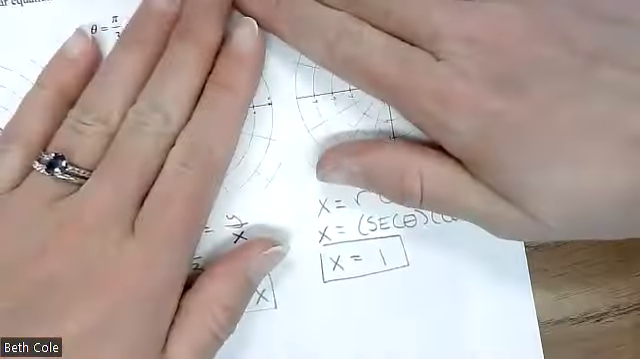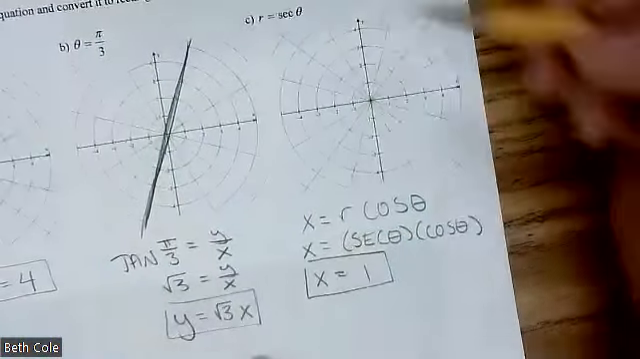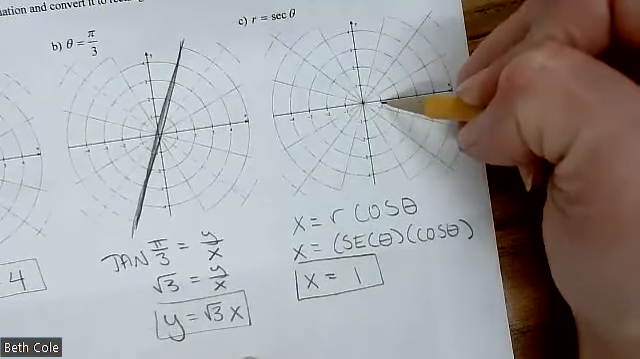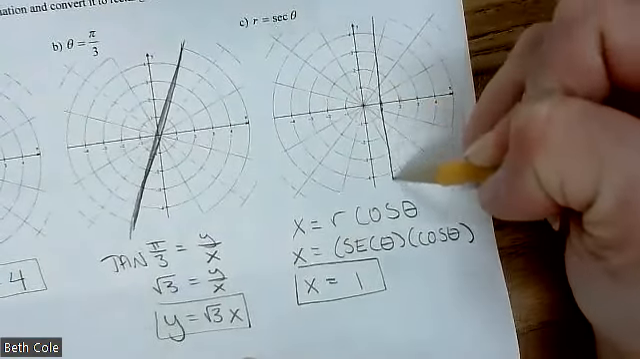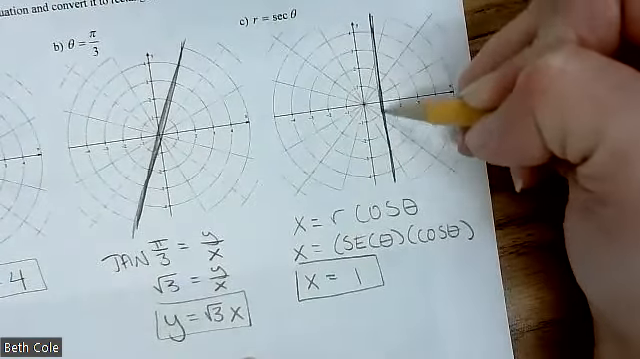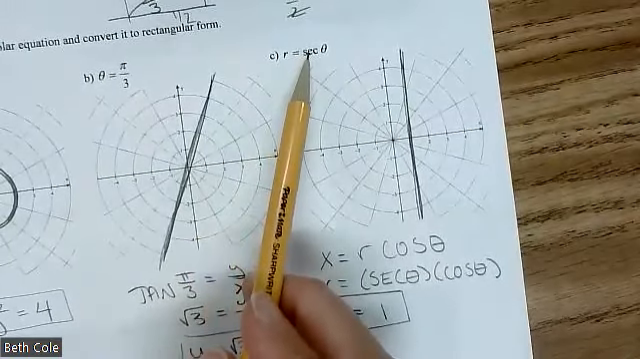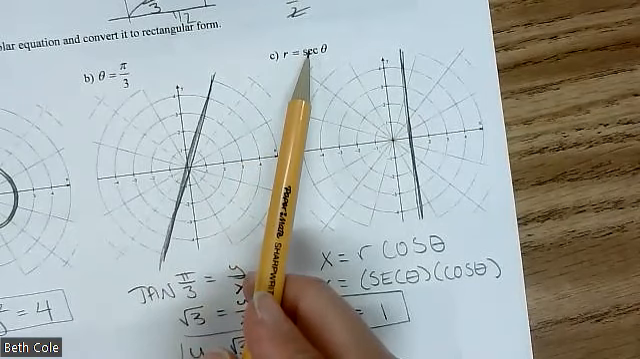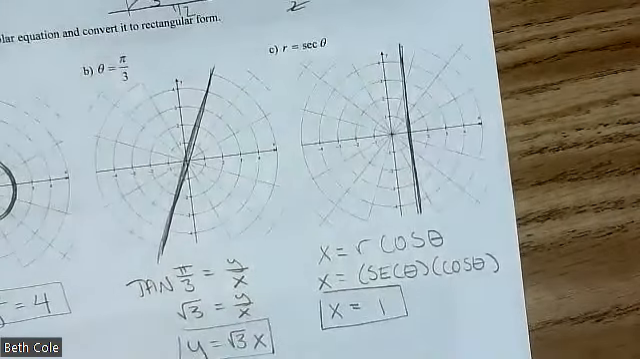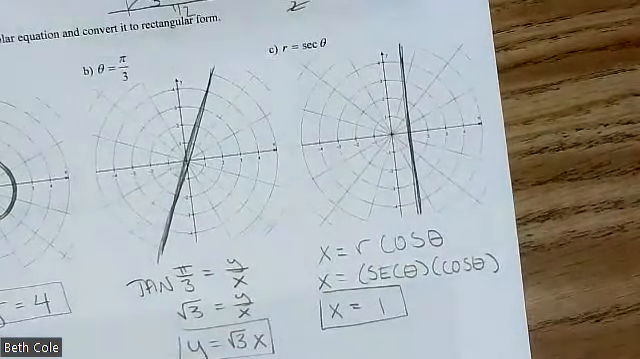Forget all of this, just x equals 1. Yeah, it's just a vertical line at 1. So here's 1. You just get a vertical line at 1. If this had said r equals cosecant, then we would have done sine and we would have ended up with a horizontal line.